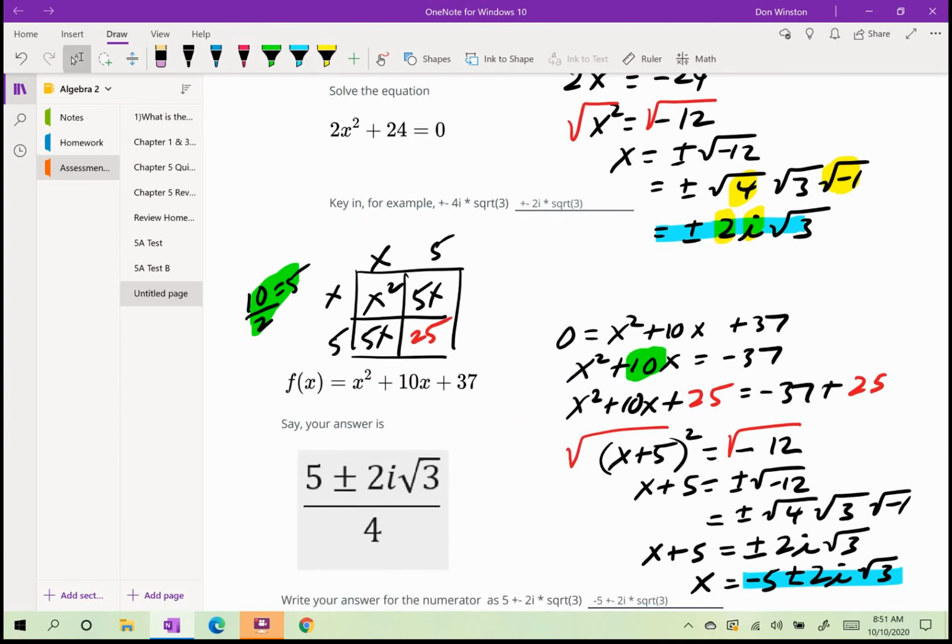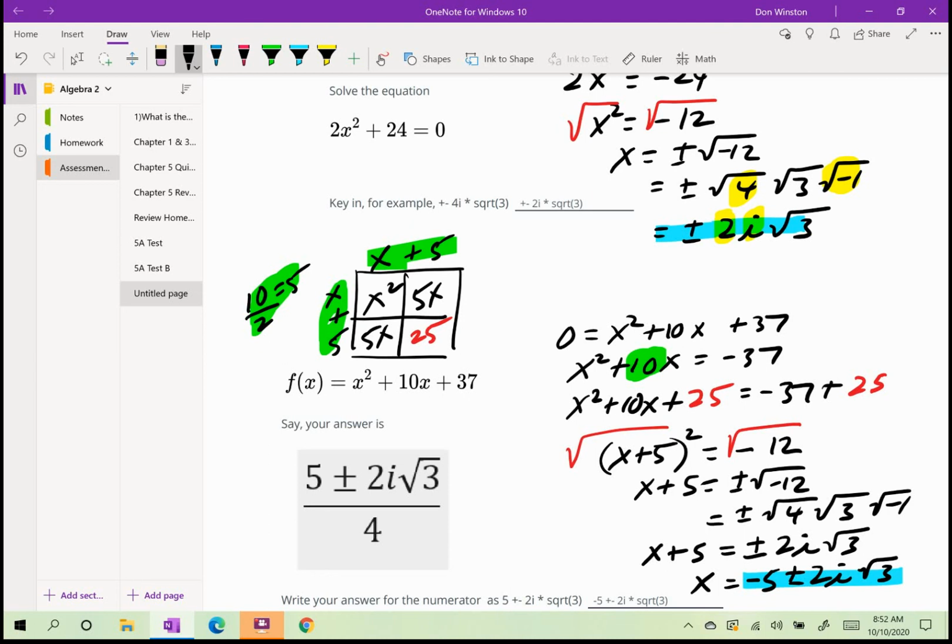The next one, again, this is a complete the square problem. So we have 0 equals x squared plus 10x plus 37. We subtract 37. We want the a and the b term on one side when we complete the square. We take that 10, we divide it by 2, we get 5. So our square sides will be x plus 5, x plus 5. And then we take that 5 and we square it, so we get 25, so that's what we add to both sides.